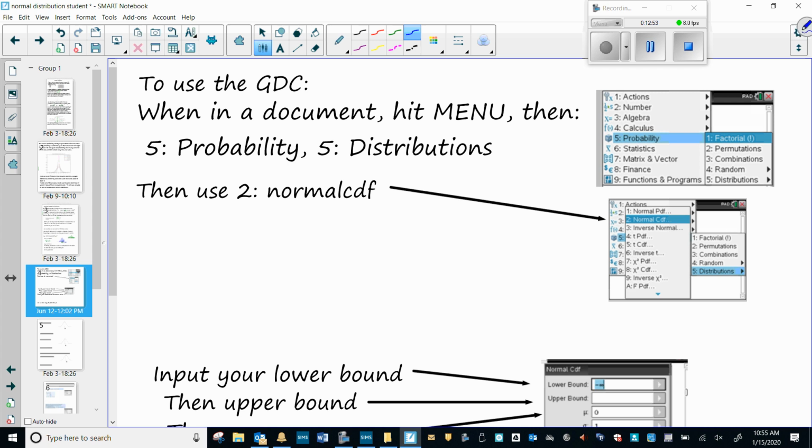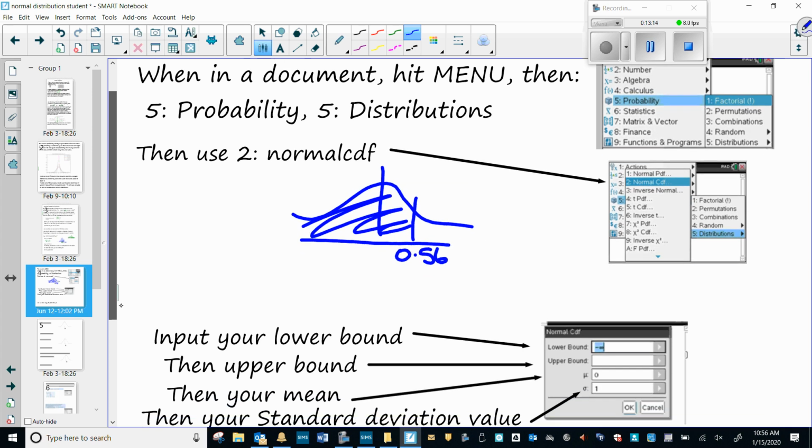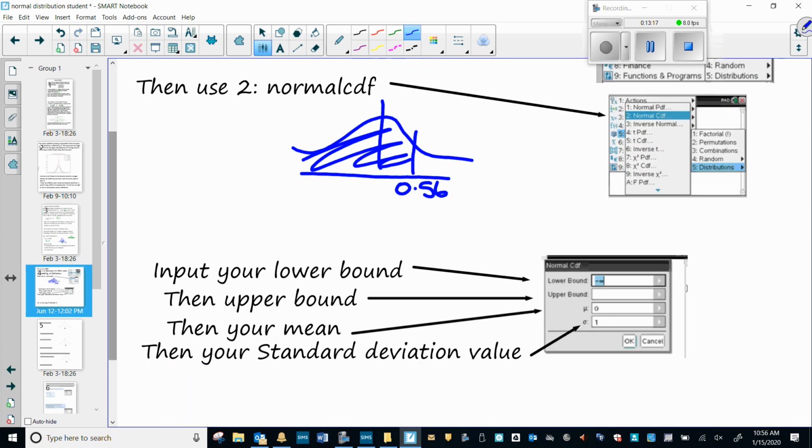This is very similar to the binomial stuff, in that the C is taking us, we're looking at the area up to and including the value we're interested in. What value are we interested in? 0.56, yes? So when you hit normal CDF, you get this screen here. It defaults to negative infinity, because they're saying that way down here is negative infinity. So you can leave that as your lower bound. And all we need to enter is our upper bound as 0.56.